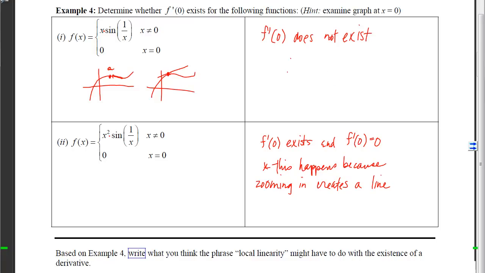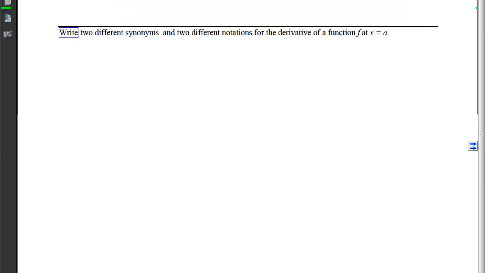So now, based on this example, what do you think the phrase local linearity might have to do with the existence of a derivative? Write that down. Now you should be able to work through your notes web exam problems, and when you're done, I'd like you to write 2 different synonyms and 2 different notations that mean the same thing for the derivative of a function at x equals a.